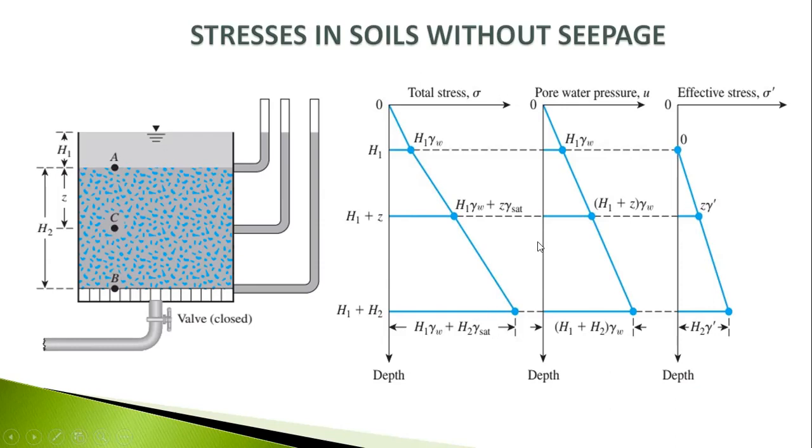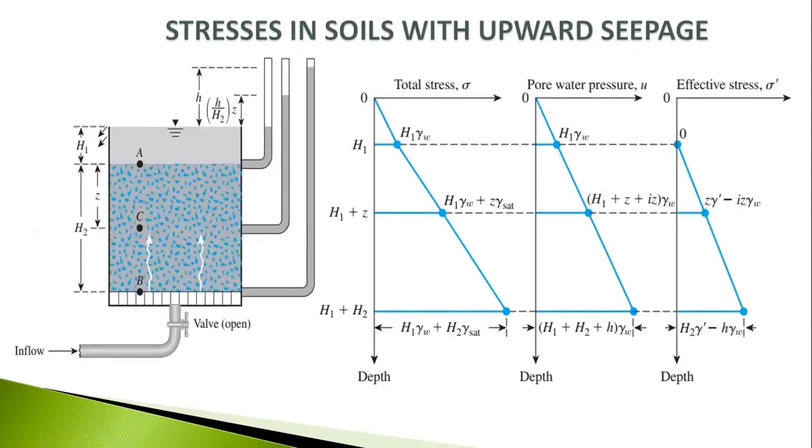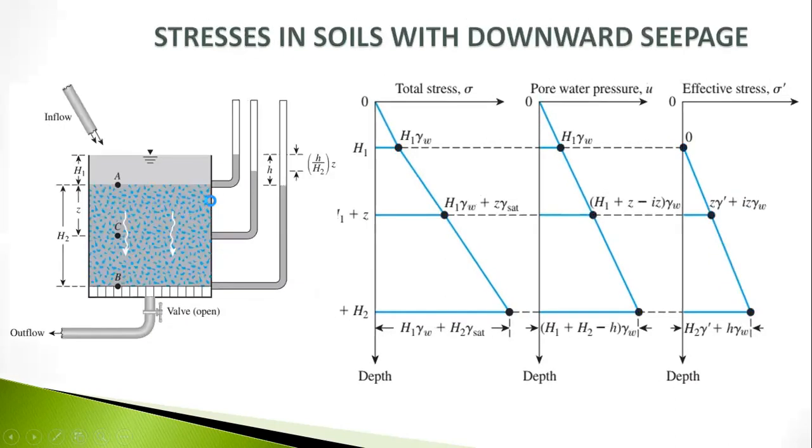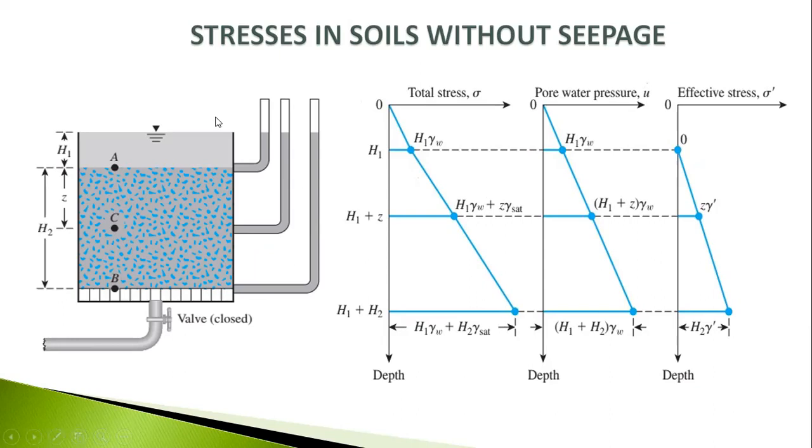So how much will the water pressure be? We have to see this layer also. For the A portion, this water has the same height. For the C portion, this water has the same height. For the B portion, this water has the same height. But when we go to another figure, upward seepage, this height will change. With no seepage, we will find the same height.